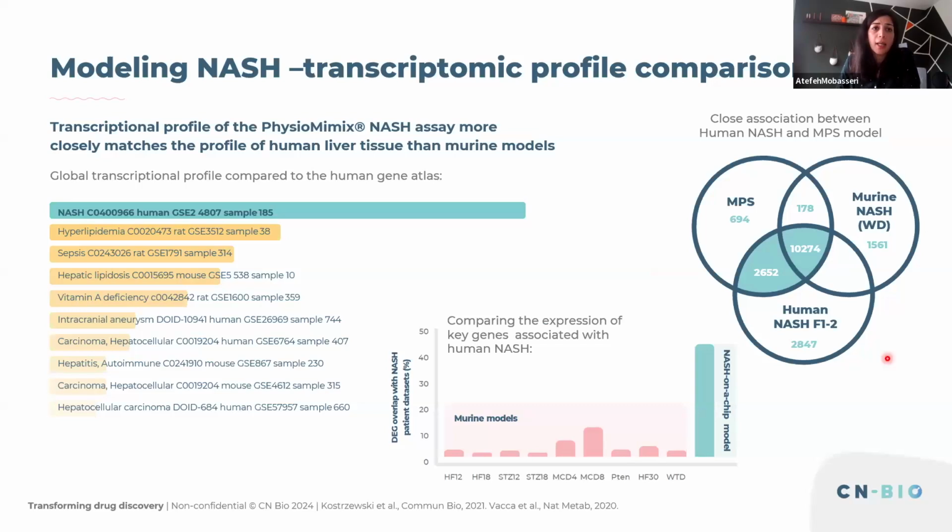In addition to that, we are also able to look at the gene expression and the changes in gene expression. We compare this with the human gene atlas. We show that the gene and transcriptomic profile that we observe in our NASH model is better aligned with the available data for human NASH, and it is also comparable with the human gene atlas when we compare our data with the animal models.